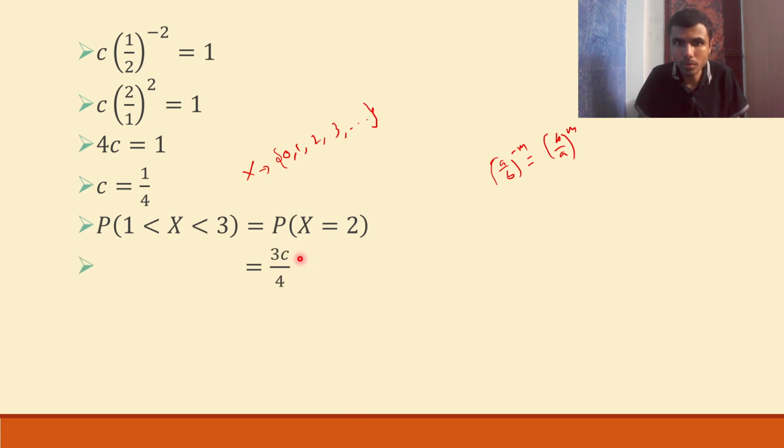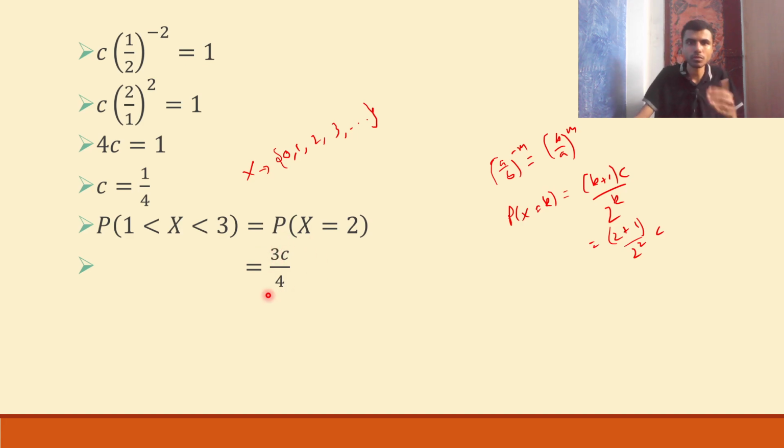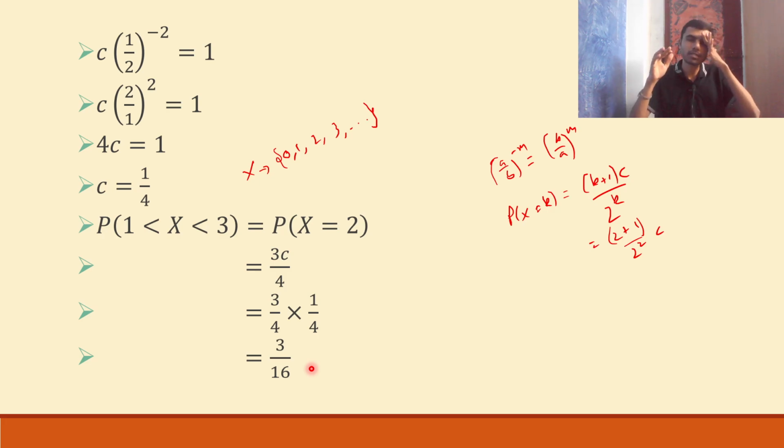Probability that X is 2 is nothing but 3c by 4. How? See, P of X equal to K was, if you remember, K plus 1 into C by 2 power K. So P of X equal to 2 is nothing but in place of K just put 2. So what you'll get, 2 plus 1 by 2 square into C. So 3 by 4 C is 3C by 4. C is 1 by 4. So the answer is 3 by 16.